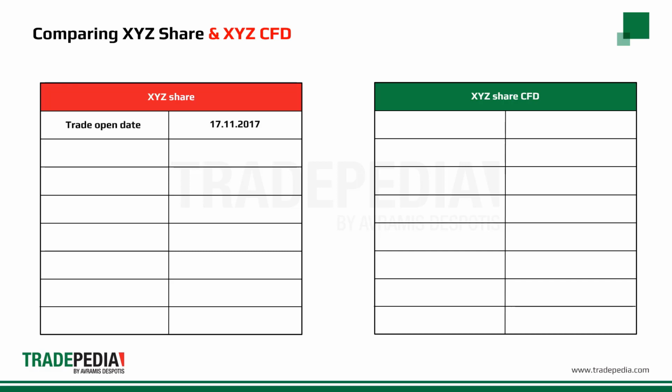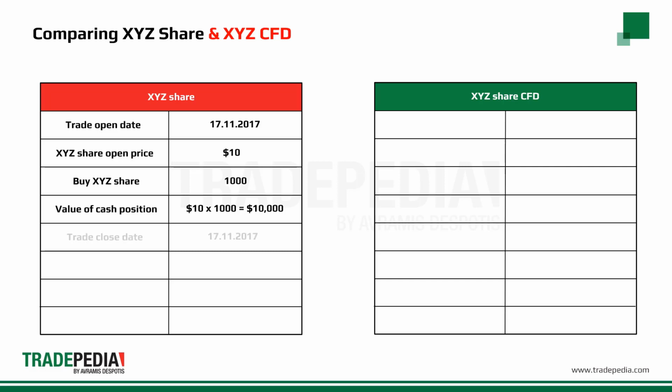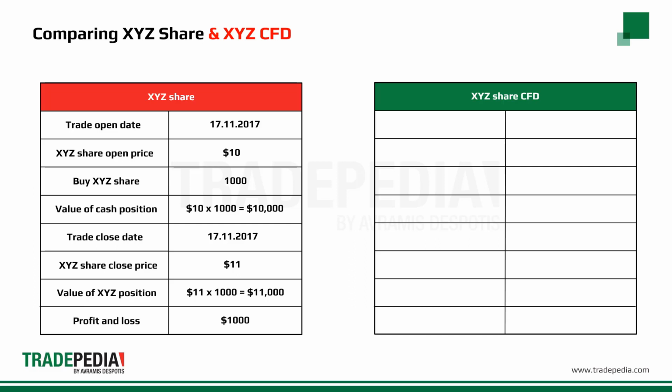Starting with the XYZ share, we bought on the 17th of November 1,000 shares of XYZ at $10. The value of our position is 10 times 1,000, which equals $10,000. On the same day, we closed the trade at $11. The value of the position became 11 times 1,000, which equals $11,000. Total profit for the trade, $1,000.